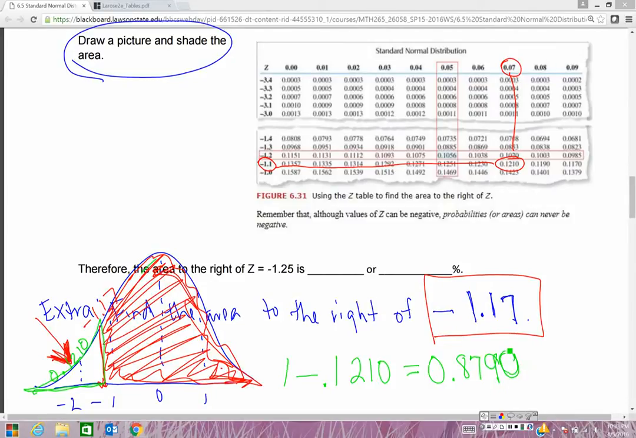And always, for probabilities and areas, let's go 4 decimal places. So I'm going to add a 0 here. So 4 decimal places for the probabilities and the areas. For the z-scores, I want you to always round to 2 decimal places. Hundredths place for the z-scores and 10,000ths place for the probabilities and areas. So here we have 0.8790 will be this area over here, or as a percent, 87.90%. Alright, this concludes my video on how to find the area to the right of a specified z.